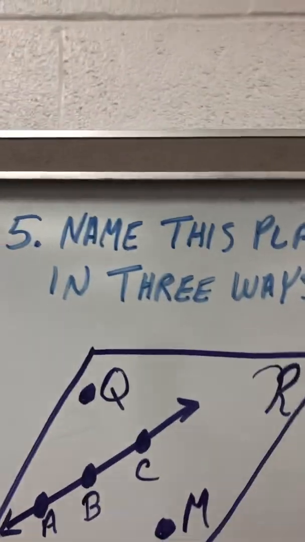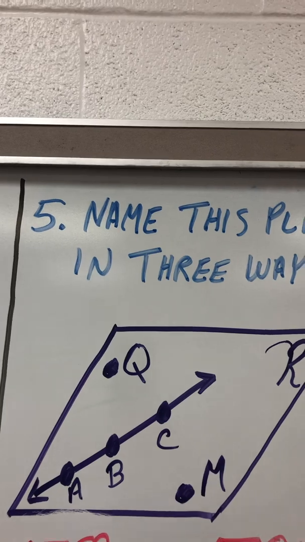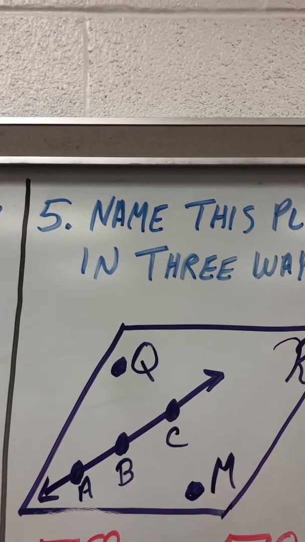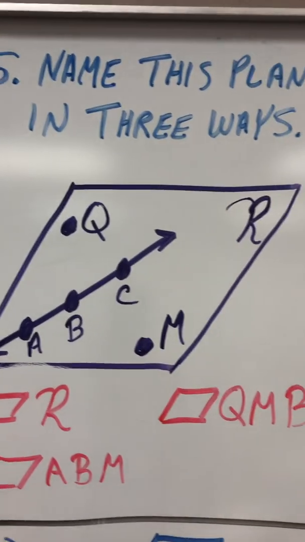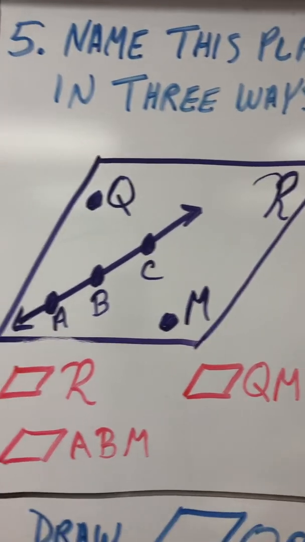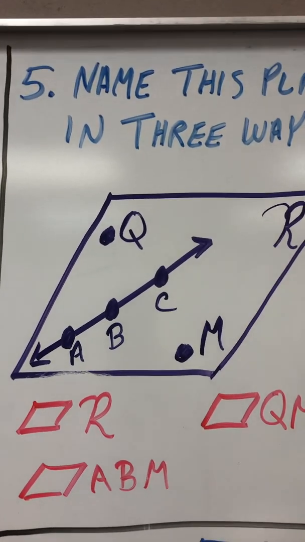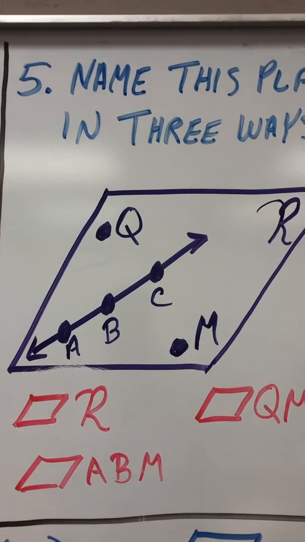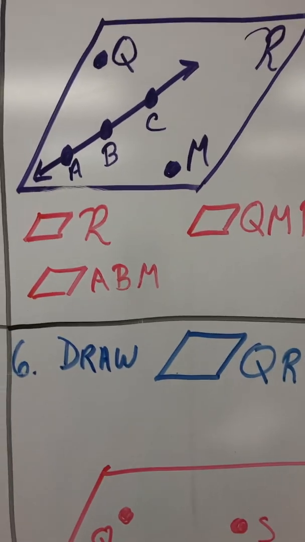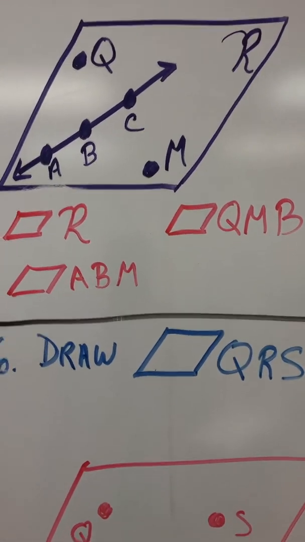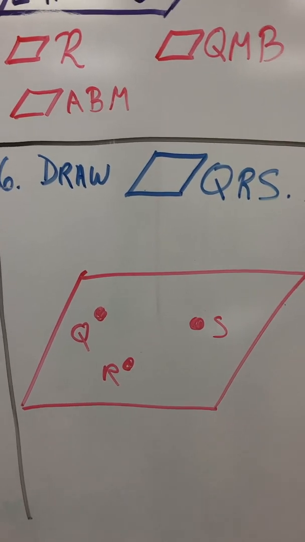Name this plane. You can name this plane plane R. Otherwise, you have to use three letters not on the same line. So, plane R, plane QMB, plane ABM, plane BCM, plane BCQ, ACQ. Plane QRS, draw it. Here's a plane with the 3 points, Q, R, and S.